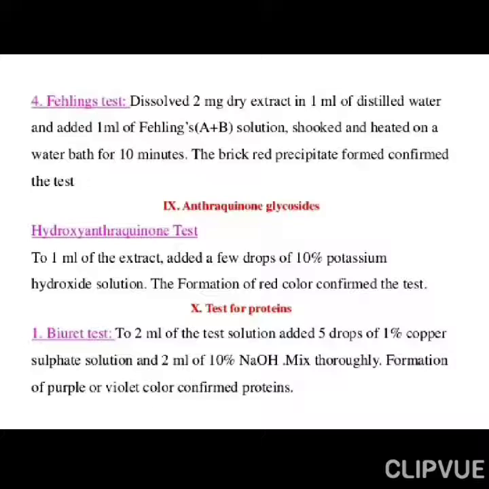Fehling's test is very famous for carbohydrate. Dissolve 2 mg of dry extract in 1 ml of distilled water, add 1 ml of Fehling's solution, reagent A plus B. Fehling's reagent comes as Fehling's reagent A and Fehling's reagent B, so you have to add both, shake, and heat in a water bath for 10 minutes. You will get a brick red precipitate.